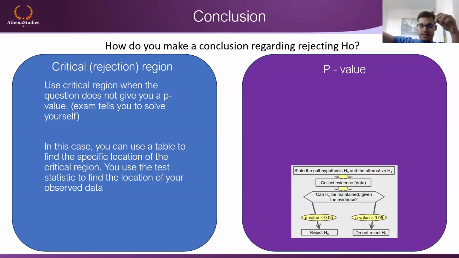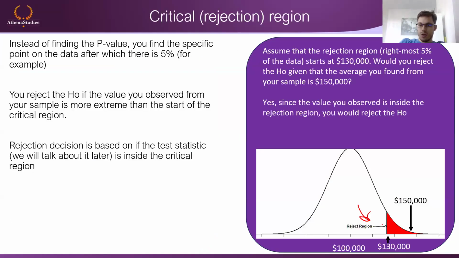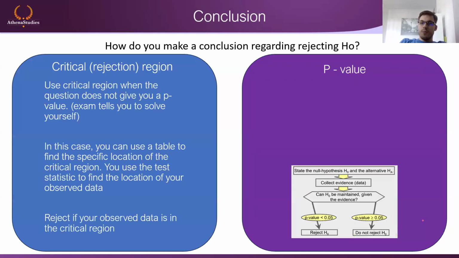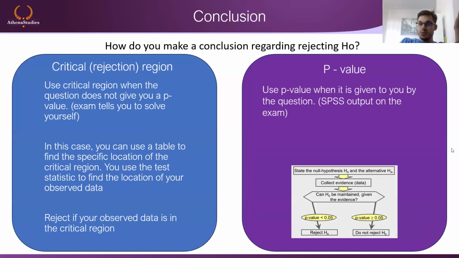You will then use the test statistic that you got to find the location of your observed data, so where your data is located on the distribution. Where is your point? Where is your black arrow? Where is this arrow for you? Now for p-values, on the other hand, you will simply use the p-value that is given to you by the question, which is the SPSS output on the exam.